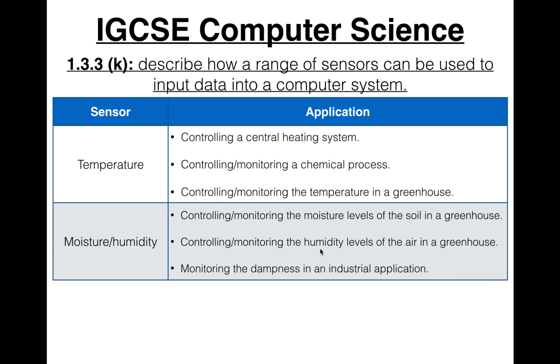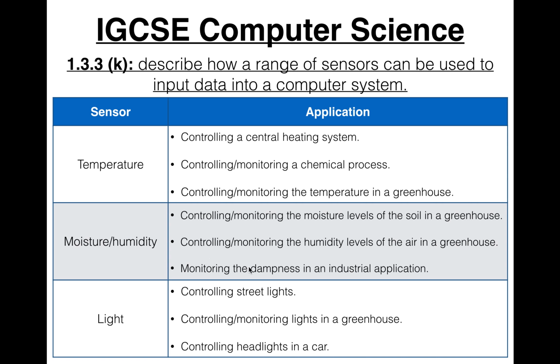Moisture/humidity, used for controlling or monitoring the moisture levels of the soil in a greenhouse, controlling or monitoring the humidity levels of the air in a greenhouse, monitoring the dampness in an industrial application. Light sensors can be used to control street lights, controlling or monitoring lights in a greenhouse, and controlling headlights in a car. It's important that you know about these applications, just in case the exam throws something at you. So, for example, if the exam says, oh hey, describe how a microprocessor and a humidity sensor can be used to control the humidity levels of the air in the greenhouse, then you're going to have to know these applications so that you can just know what to do for the exam.